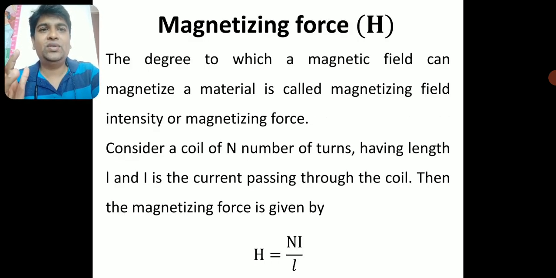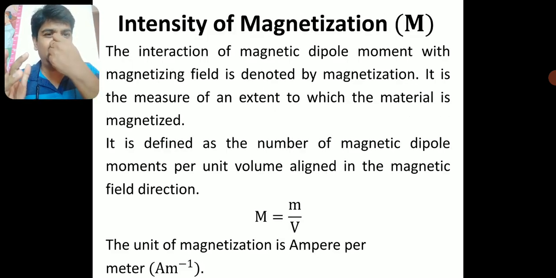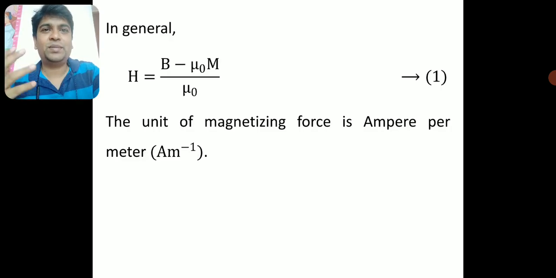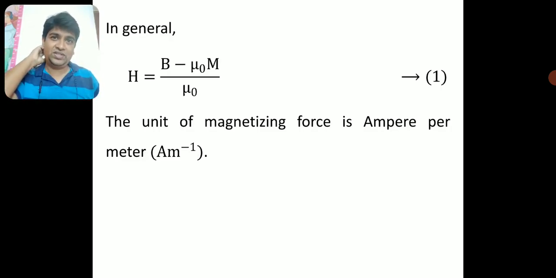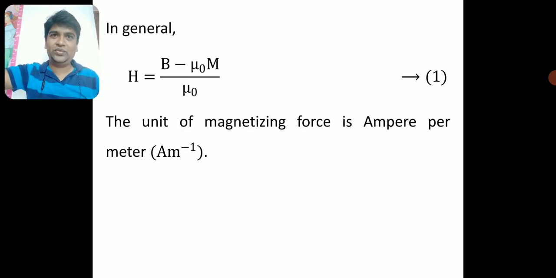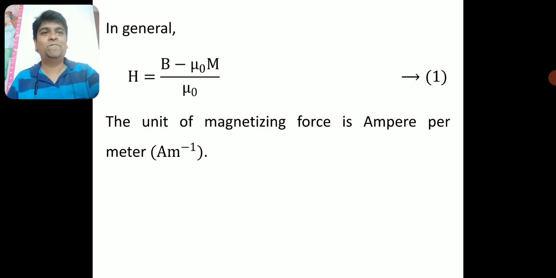You go back and look at the intensity of magnetization. It is also ampere per meter. So here also it is ampere per meter, and there also it is ampere per meter. The unit is the same. It is the degree to which it is magnetized, and the extent to which a material is magnetized. The unit is the same, but they are actually two different quantities. Alright.